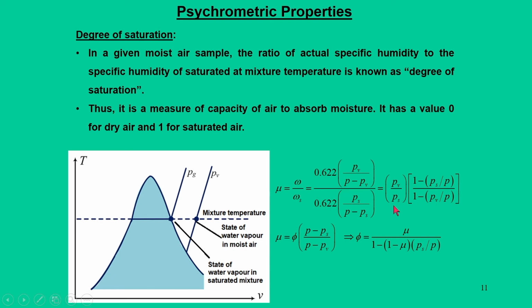After simplifying this, we can get an expression for mu in the form of Pv by Ps into 1 minus Ps by P divided by 1 minus Pv by P. So ultimately we have an expression where mu and phi link together in the form of partial pressures of water vapor of actual state, saturated air, and of course, the total pressure P. And after some simplifications, we are able to represent phi as a function of mu and Ps as well as P. So, this is just a corollary of the other two pieces of information.